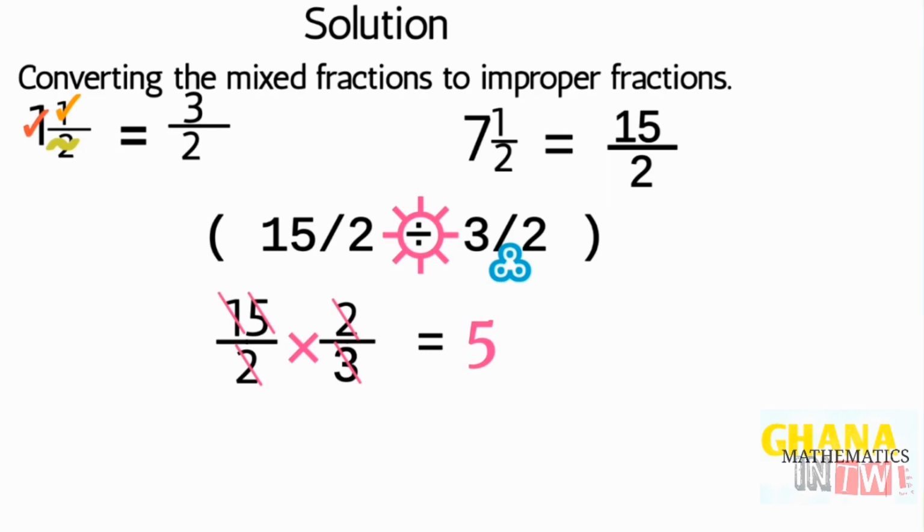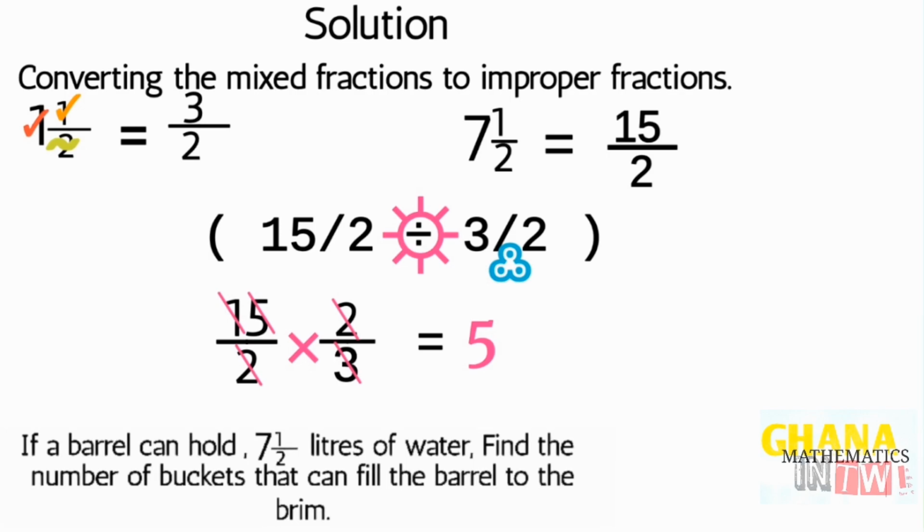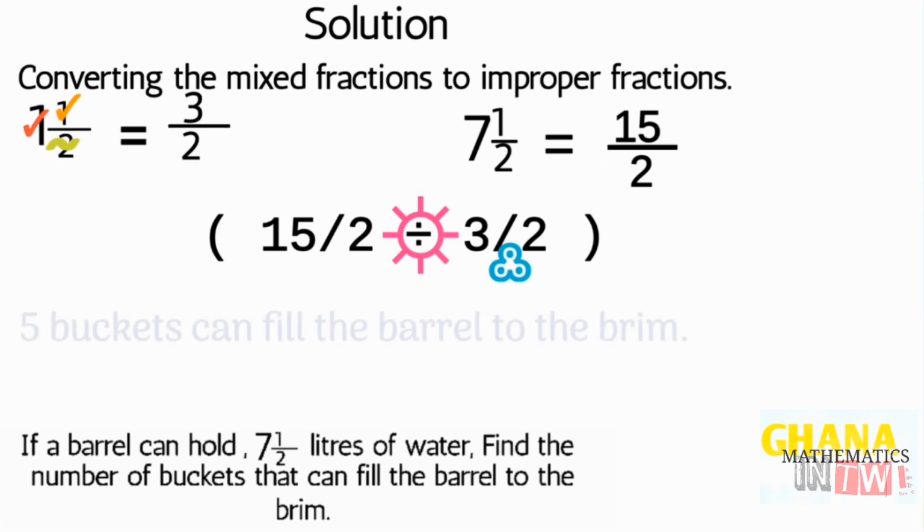Or if you multiply 15 by 2, you will get 30. And 30 over 2 times 3 is also 6, so 30 over 6 is also 5. So we will get the same answer. So you fetch 5 buckets of water so that it can fill the barrel, or 5 buckets of water can fill the barrel to the brim.